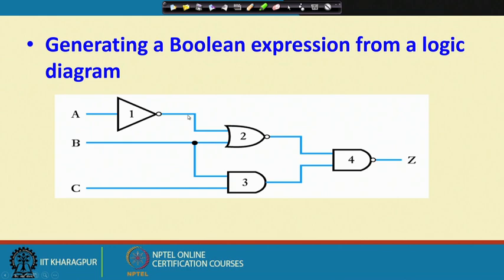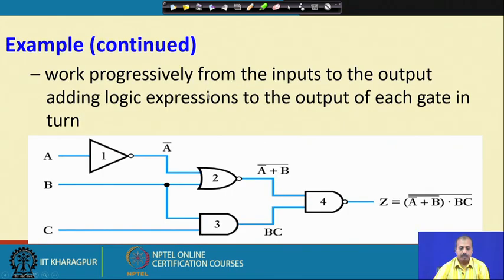For generating the Boolean expression from a logic diagram, we have to proceed from the primary input side and go towards the primary output. This is the procedure that works progressively from the inputs to the output, adding logic expressions to the output of each gate in turn. So, this is my input A B C.